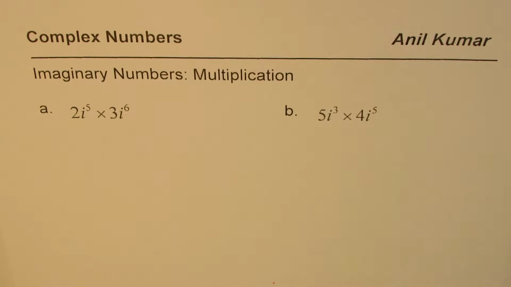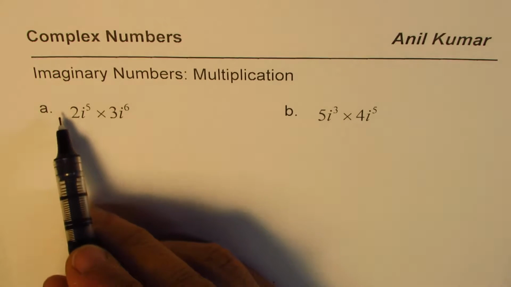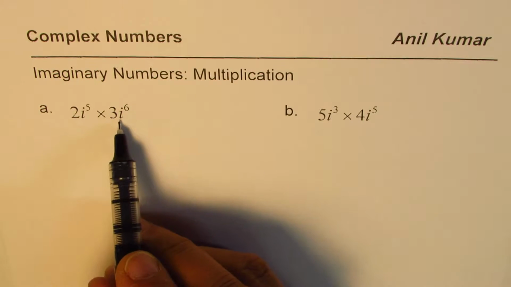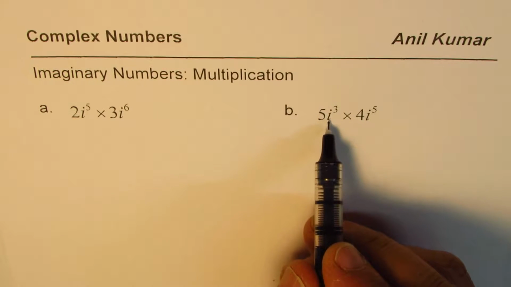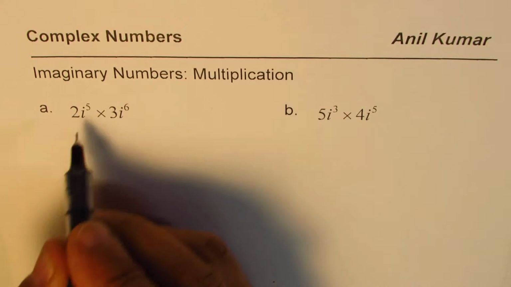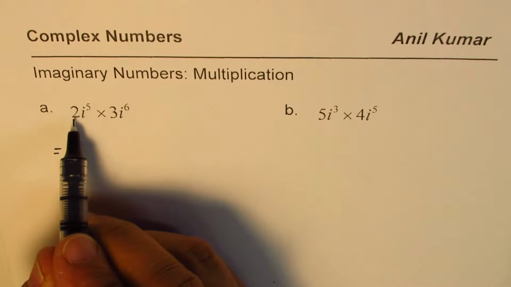I'm Anil Kumar. In this video, we will practice how to multiply imaginary numbers. We have 2i to the power of 5 times 3i to the power of 6 as the first example, and 5i cubed times 4i to the power of 5 as the second. Let me begin with the very first one.